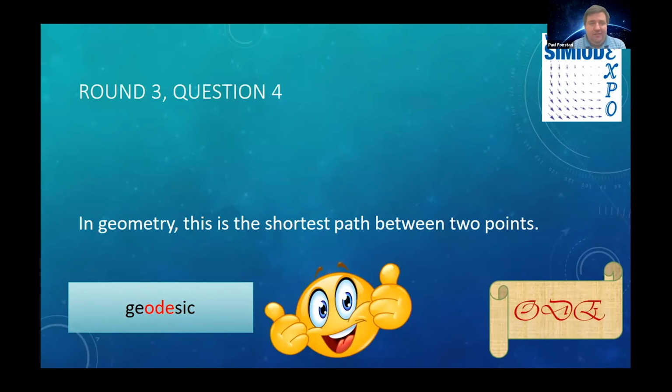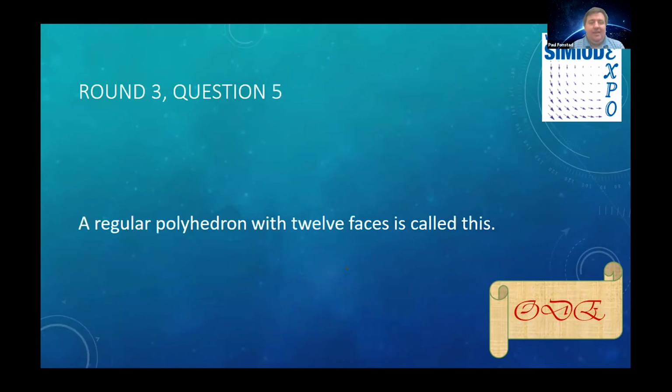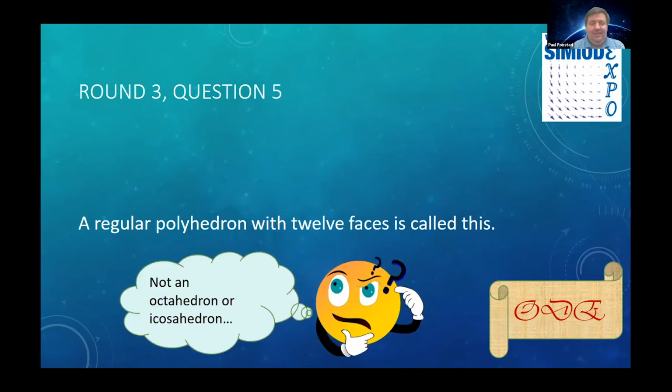Well done. Final one for ode to ODE. A regular polyhedron with 12 faces is called this. It's not an octahedron or icosahedron.